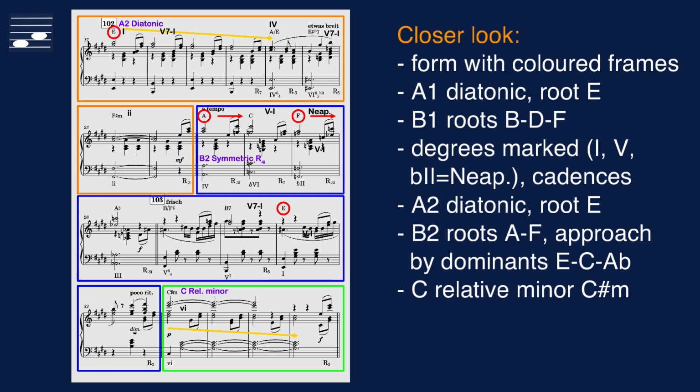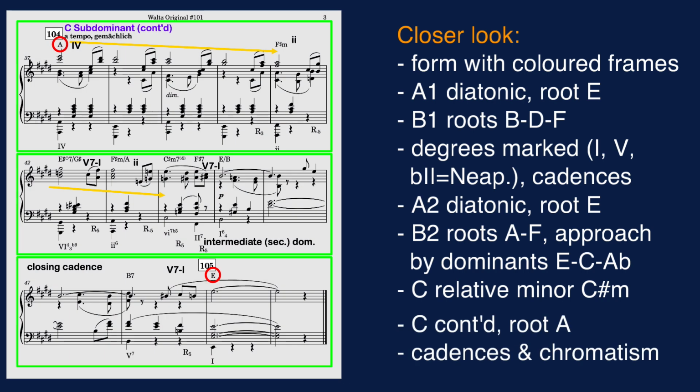The closing section C is 18 measures long and starts on the relative minor key, here as the C sharp minor triad. The descending third motive returns, and we continue with the subdominant degree A major triad. We are in the diatonic harmony domain, albeit with some chromatism, due to the intermediate or secondary dominant chords. The waltz closes with a traditional 5-1 dominant Teutonic cadence.